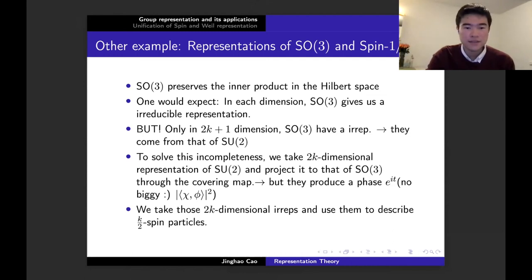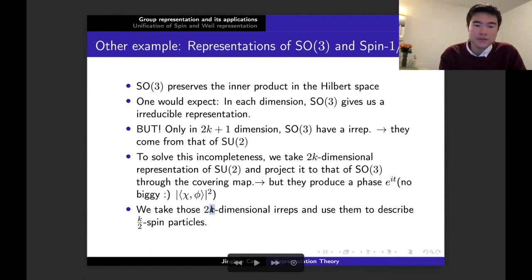And we mathematicians, or the physicists, took the 2k dimensional irreducible representation of SU2 and took this number k to describe the k over two spin particles. So basically, we have a very representation-theoretical description of spin systems if we just consider the symmetry of the Hilbert space.